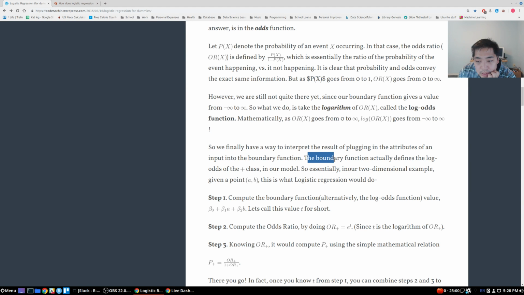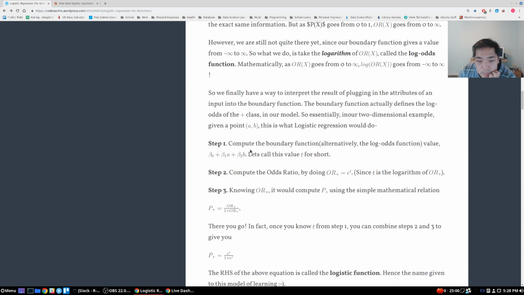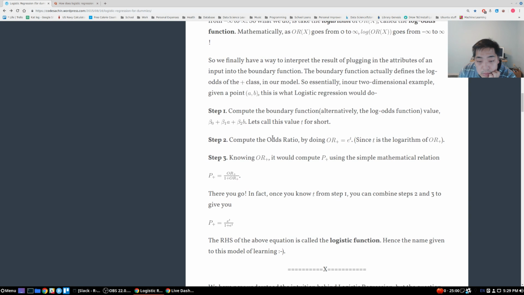The boundary function actually defines the log odds of the plus class in our model. So essentially in our two-dimensional example, given the point AB, this is what logistic regression would do. Compute the boundary function, or the log odds function value. Let's call this T for short. Compute the odds ratio.